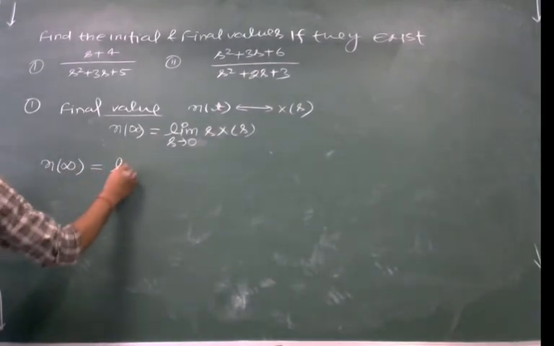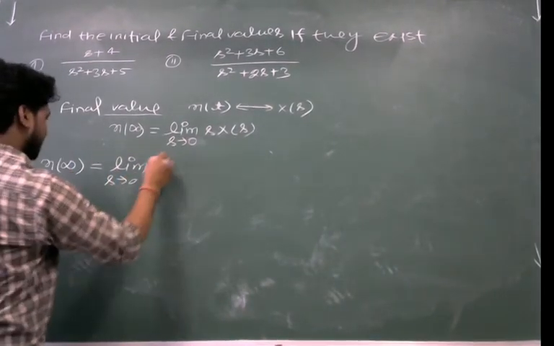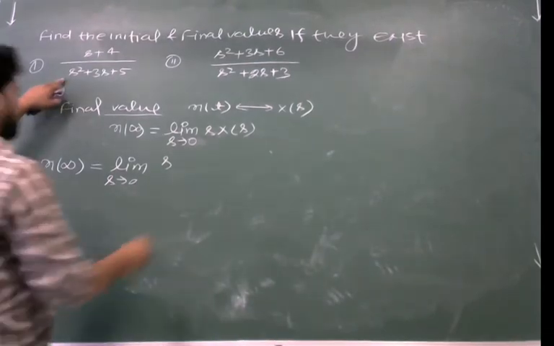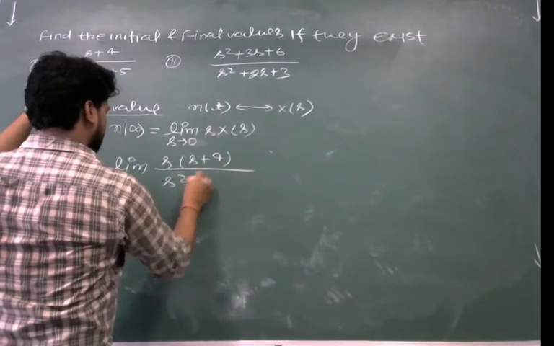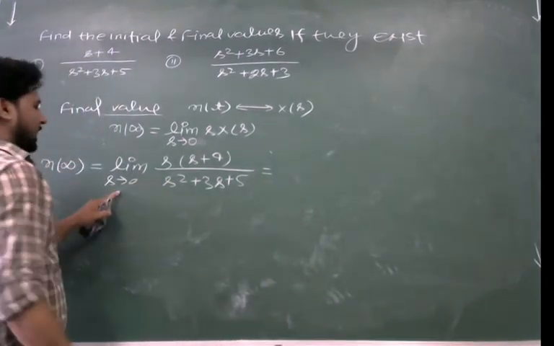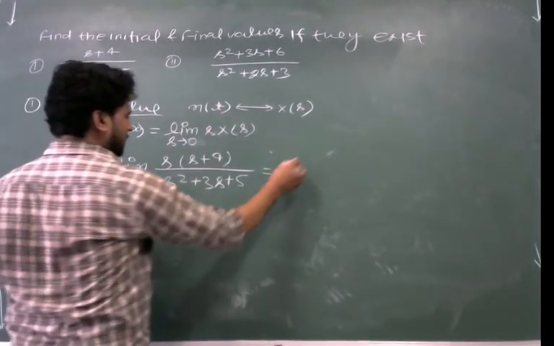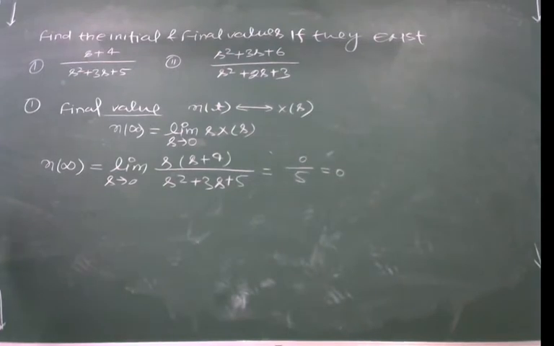This can be written as x of infinity will be equal to limit s tends to 0 of s into x of s, which is s plus 4 upon s square plus 3s plus 4. We can directly put s equal to 0 in this equation. This will become 0 by 5, which is equal to 0. It means that the initial value for this given signal will be equal to 1 and final value will be equal to 0.